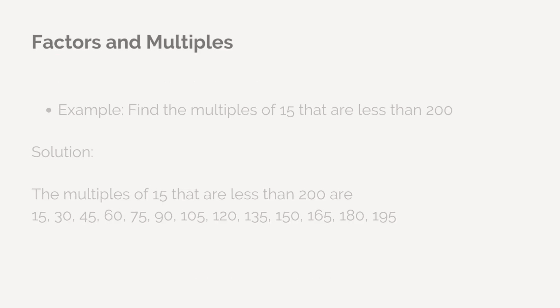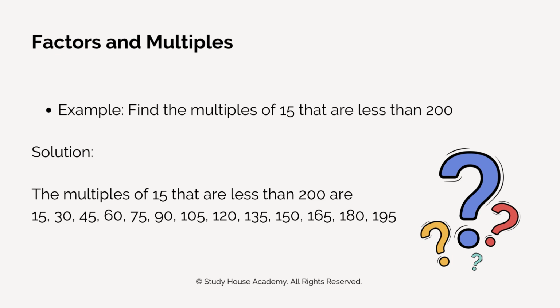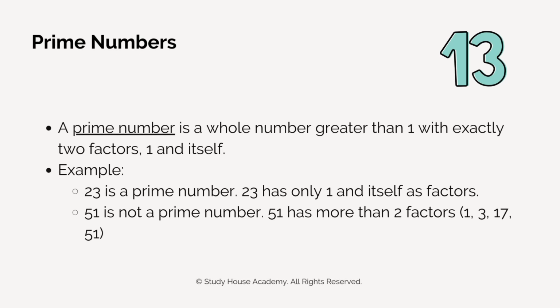Here is another example. Find the multiples of 15 that are less than 200. We can get 15 from 15 times 1, 30 from 15 times 2, 45 from 15 times 3, and so forth. Now, let's talk about prime numbers.